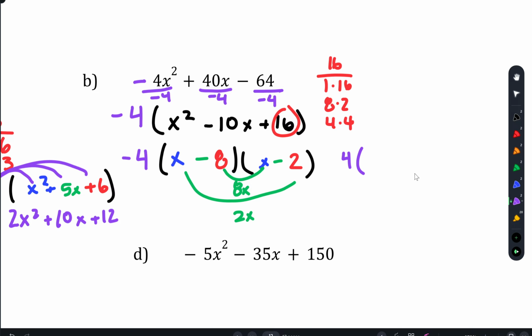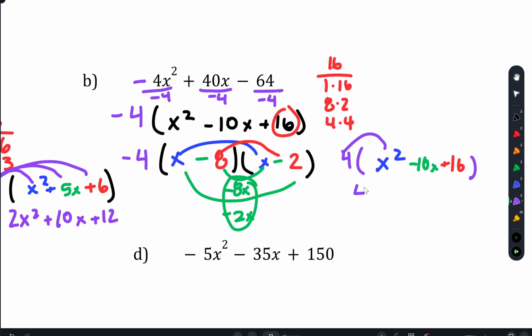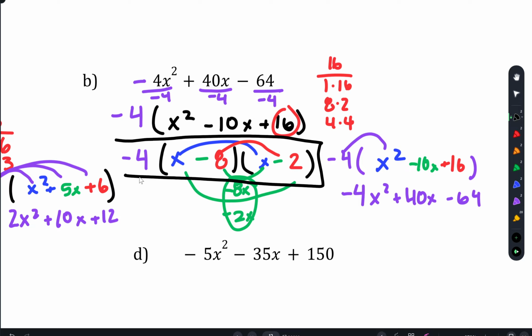Got my GCF on the outside. In the middle, I have a negative 10x. I have an x squared, and I have a positive 16. I distribute, oh, sorry, I forgot my negative. Negative 4x squared plus 40x minus 64. Does that match my original? We're good to go. This whole thing is my answer.